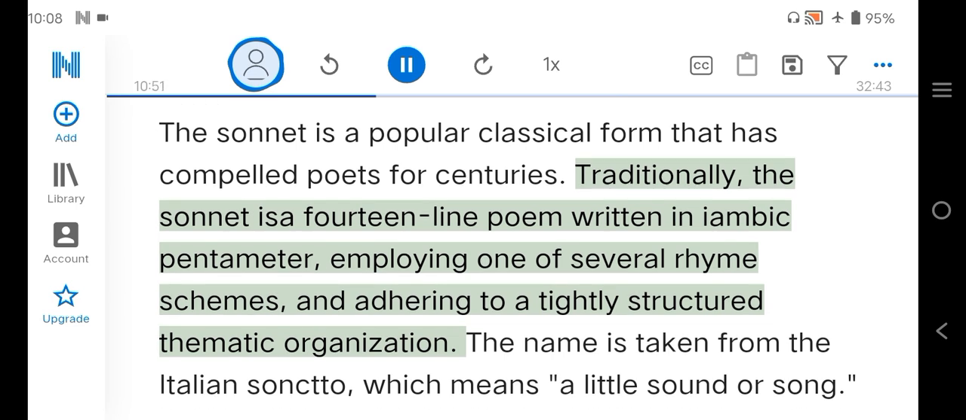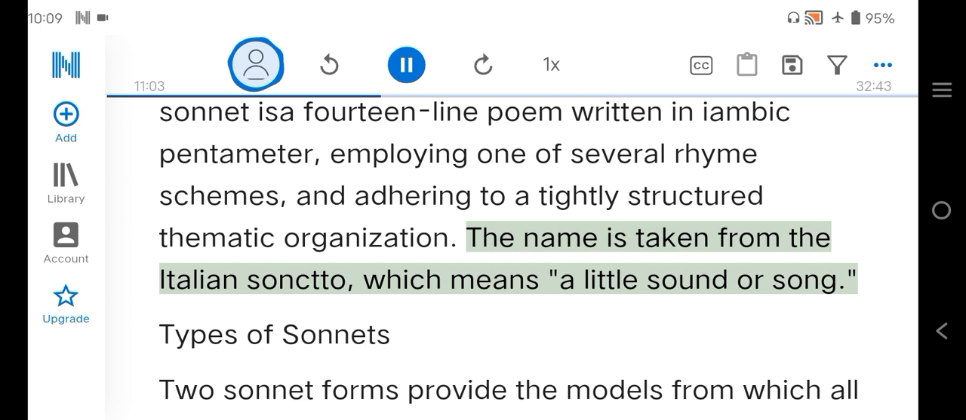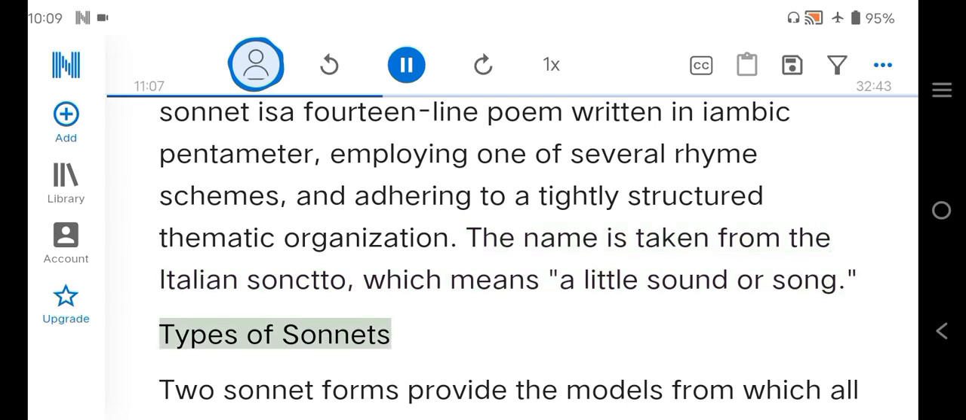Traditionally, the sonnet is a 14-line poem written in iambic pentameter, employing one of several rhyme schemes, and adhering to a tightly structured thematic organization. The name is taken from the Italian sonetto, which means a little sound or song.